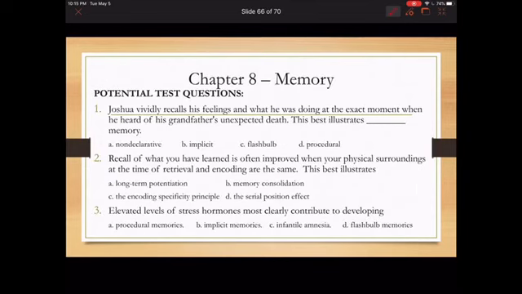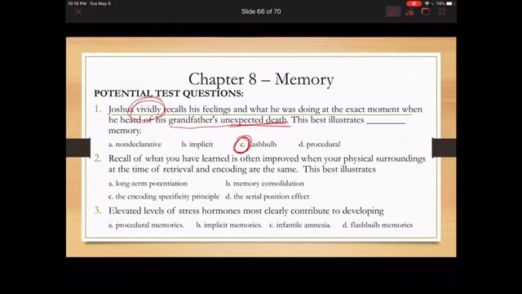Okay. Joshua vividly recalls his feelings and what he was doing at the exact moment when he heard of his grandfather's unexpected death. That's pretty emotional, so that's going to illustrate a flashbulb memory, a vivid memory of some emotional event.